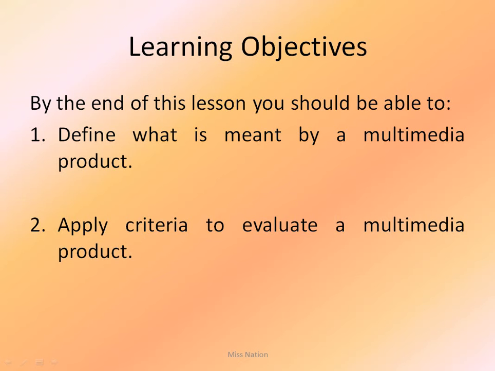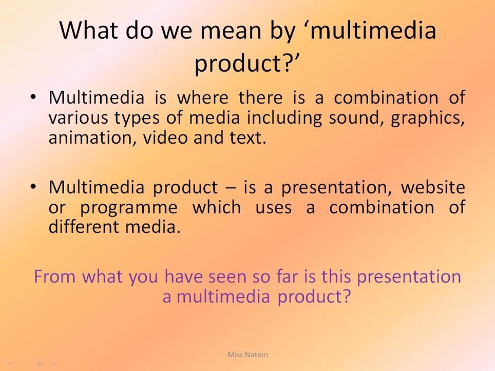By the end of this lesson, you should be able to firstly define what is meant by a multimedia product, and secondly apply criteria to evaluate an existing multimedia product. So, what do we mean by multimedia? Multimedia is where there is a combination of various types of media including sound, graphics, animation, video and text. A multimedia product is a presentation, website or program which uses a combination of different media.